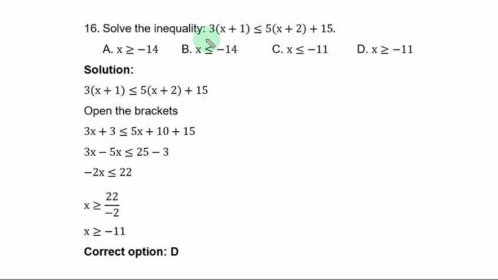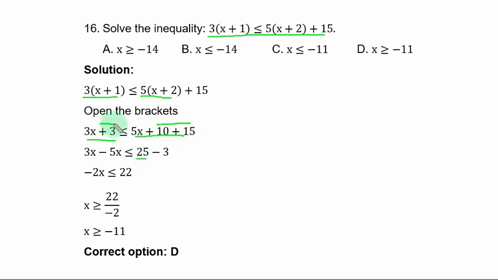Question 16. Solve the inequality 3(S + 1) ≤ 5(S + 2) + 5. You just need to open the brackets by using 3 to multiply. You have this result. You use 5 to multiply, you have this result plus 15. The next thing is to collect like terms. Now 10 plus 15 is 25.